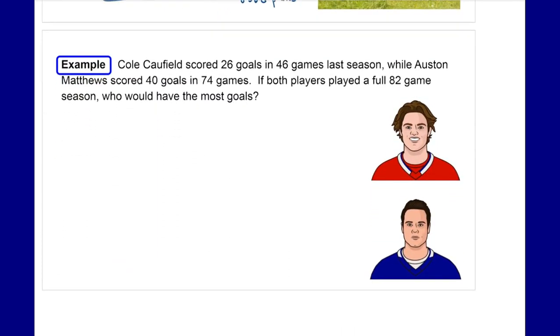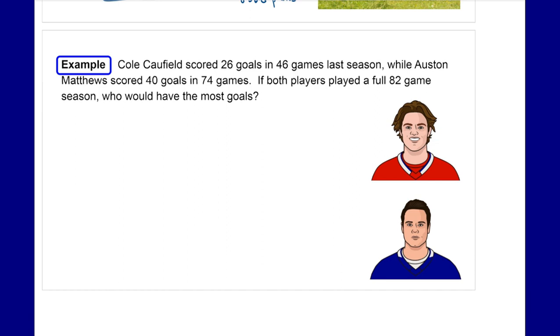Lastly, we can use proportional relationships to make predictions or compare players. So Cole Caufield of the Montreal Canadiens scored 26 goals in 46 games last season before being injured, while Auston Matthews scored 40 goals in 74 games. If both players played a full 82-game season, who would have the most goals?